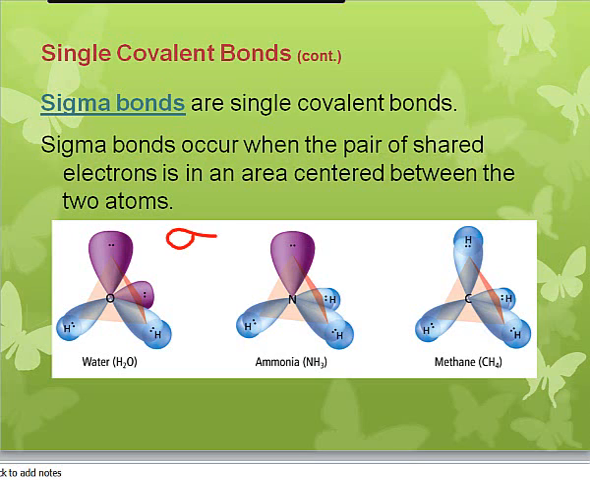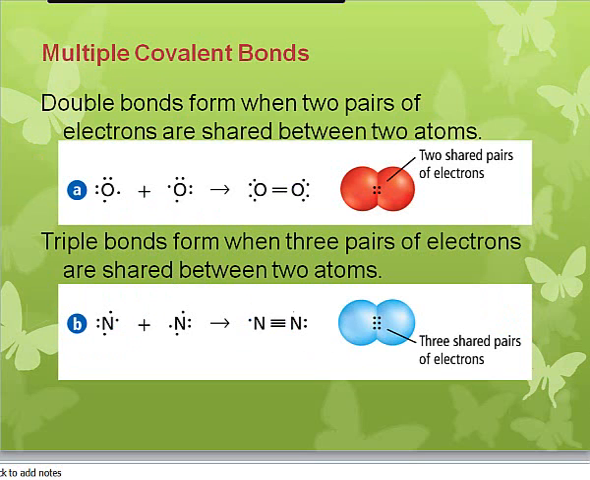And sigma is represented by this symbol right here. It kind of looks like a sideways 9. That's a sigma bond. Now, double bonds form when two pairs of electrons are shared between atoms. Now, the first picture gives you two oxygen atoms coming together, and now you have two shared pairs of electrons between them. That is a double bond.